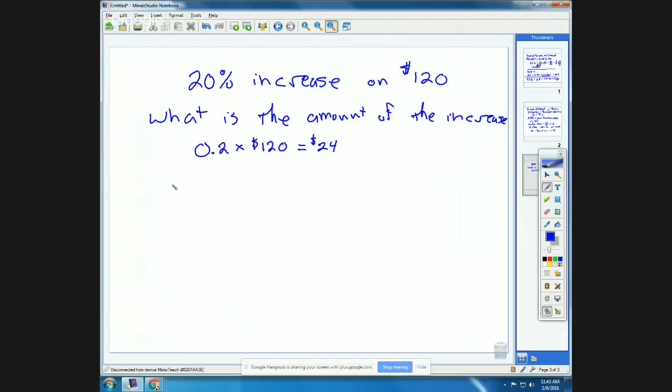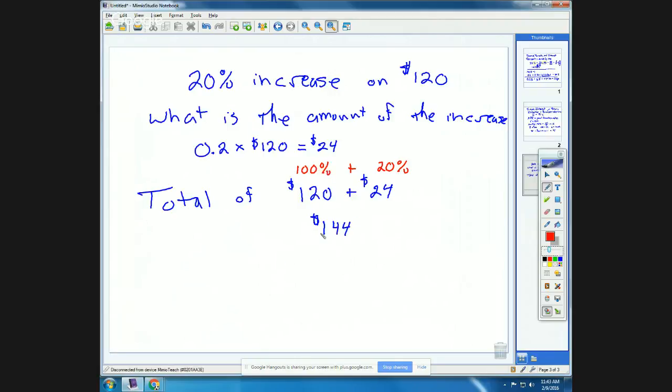So if I were to take the increase and add it to the original, I could say there's a total of 120, the original, plus $24, altogether giving me 144 as a new amount. Now keep in mind here, that 24 there represents a 20% increase. I added 20% to what? To the original. The original amount is always 100%.